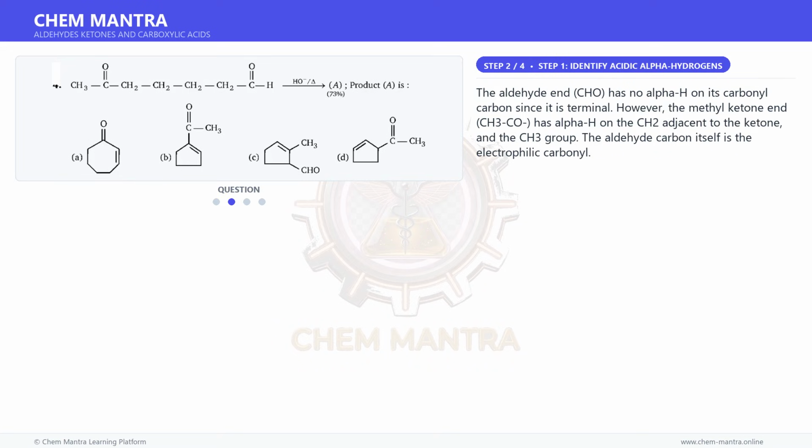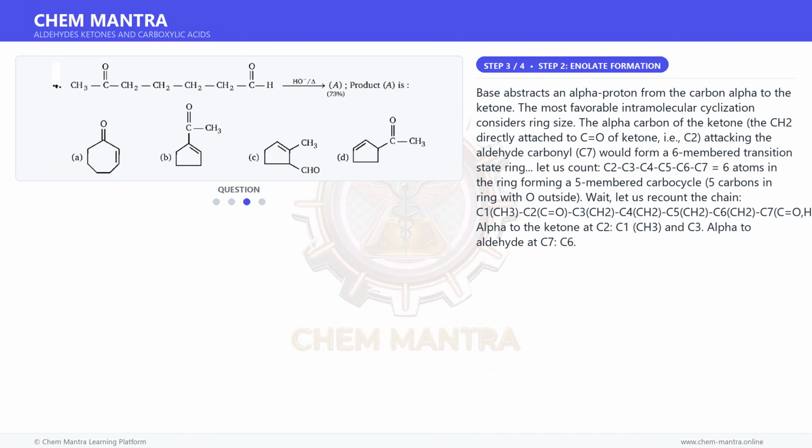Moving on to the next step. The aldehyde end, CHO, has no alpha-H on its carbonyl carbon since it is terminal. However, the methyl ketone end, CH3CO, has alpha-H on the CH2 adjacent to the ketone and the CH3 group. The aldehyde carbon itself is the electrophilic carbonyl.